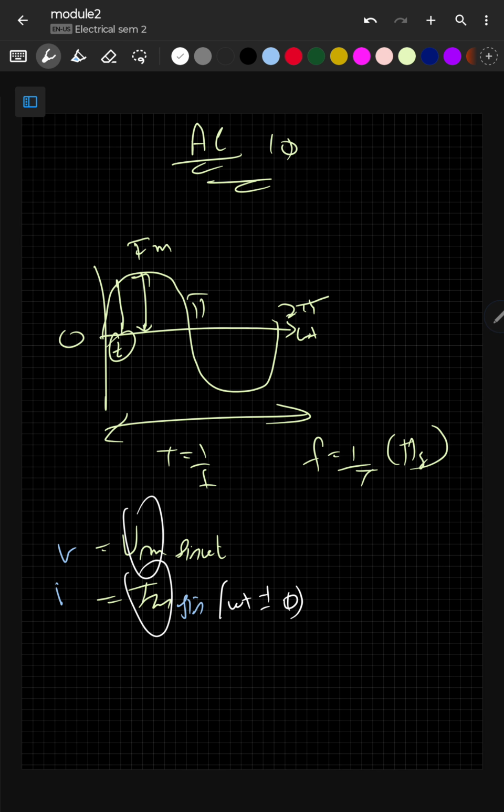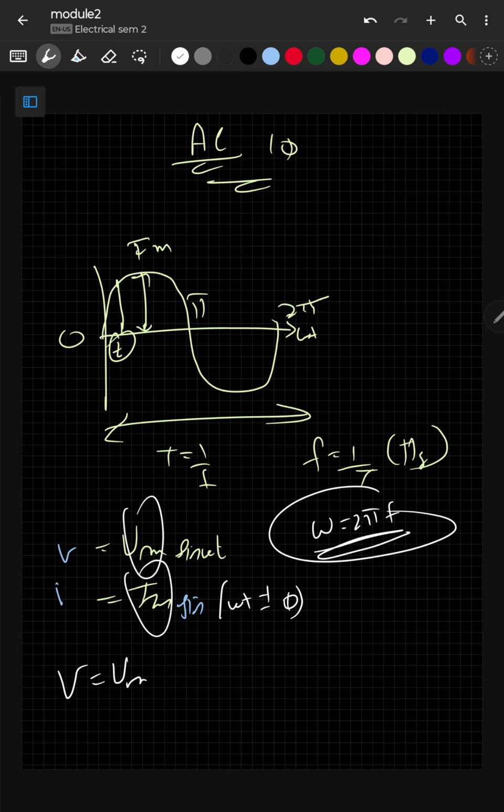Okay, and omega is 2 pi f. This much everyone knows. So I can write this as v equals Vm sin 2 pi f t. I'm just making you practice so that while solving questions you understand. Done. This much is only basic, nothing much to worry about. I'm trying to make it as short and crisp as possible.